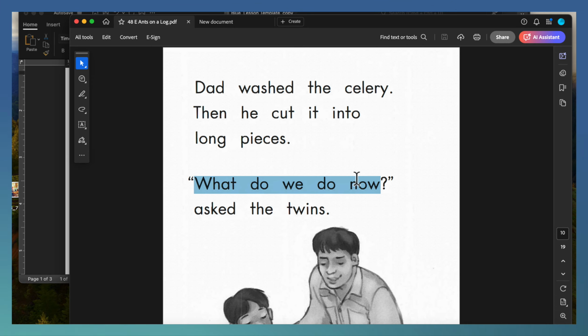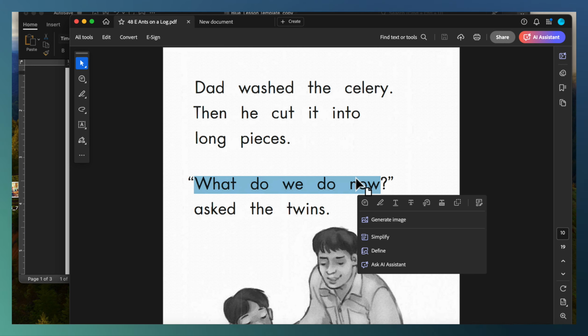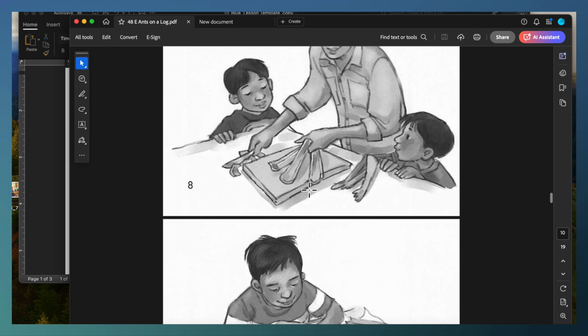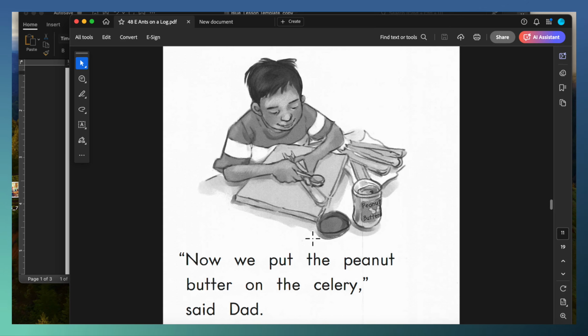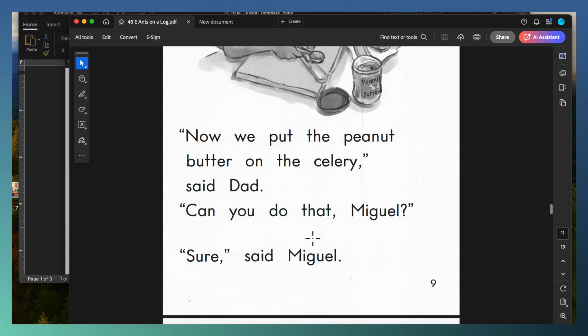What do we do now? Again, this is a question that is useful beyond the text. It's the kind of thing that when a child is waiting in process for something and waiting for the next command, that's exactly what we say, right? So there's useful language beyond the text. Okay.